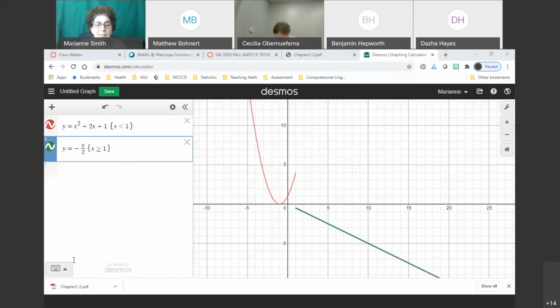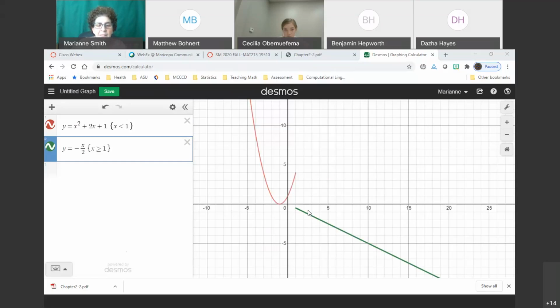Everybody okay with graphing a piecewise function in Desmos? Okay, and again, the reason this has a discontinuity at 1 is because the limit doesn't exist there. Remember, two different left and right limits. I would wind up with a discontinuity at a hole as well, because again, the limit would exist, but it wouldn't be equal to the function value. Everybody all right with that?